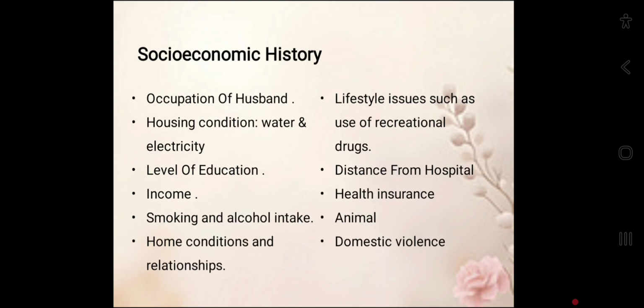Socioeconomic history: occupation of the husband, housing conditions, level of education and income, smoking and alcohol intake, special habits, home conditions and relationships, lifestyle issues such as recreational drugs or drug misuse, distance from hospital and transportation, health insurance in case of surgery, and in socioeconomic history, we'll ask about domestic violence.